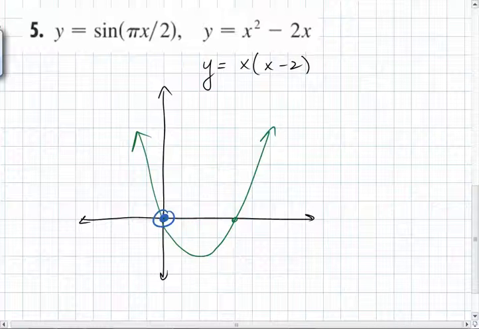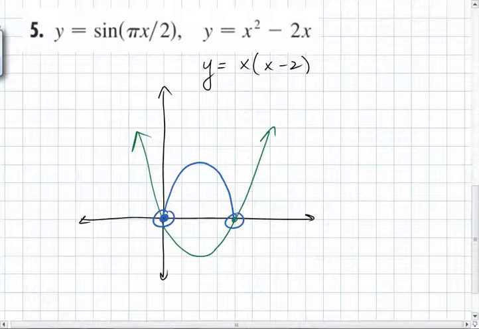And then what happens at 1? What's sine of pi over 2? 1. So it goes up all the way to 1, and then at 2 it's 0, so it comes back down. Is that a good shape right there? Yeah, I know. The scale is different on each side of the y-axis.